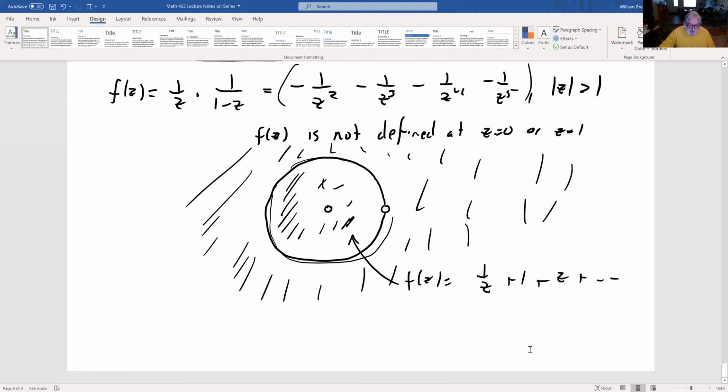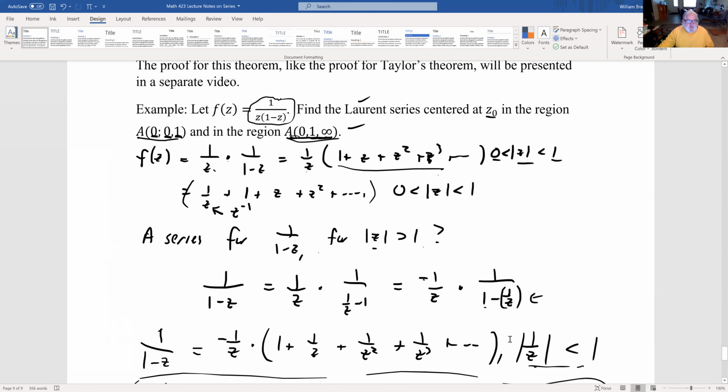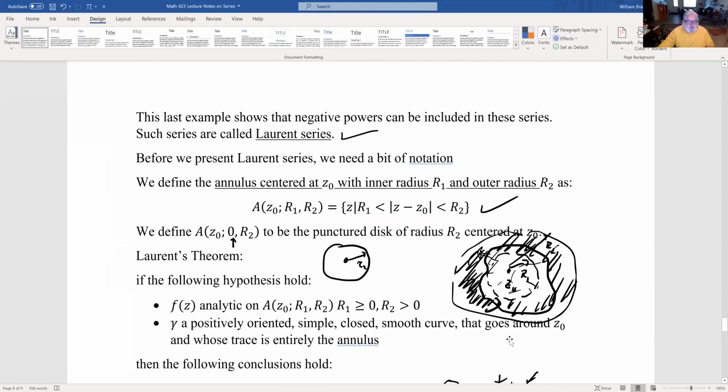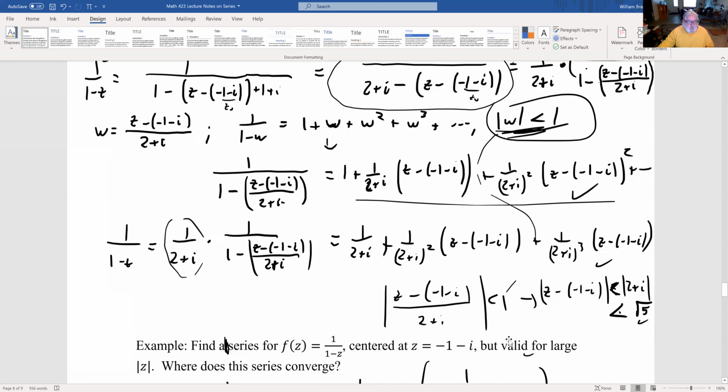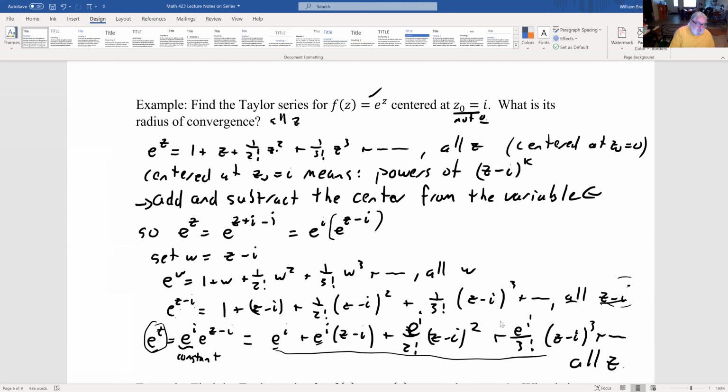So that's the basics of how you actually find Laurent series and Taylor series. Moving a center way up here somewhere, how do you move the center? Add and subtract the center from the variable and try to regroup things. And then you can figure out what the new series is. Because Taylor series and Laurent series are unique, if you can get it by doing this trick, then you've got it and you can stop. Okay, so that's how to create series. And we will end this recording here.